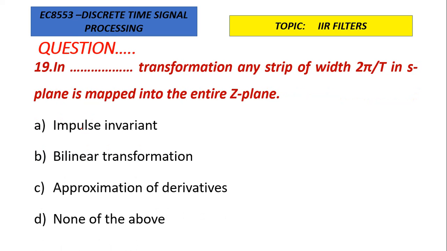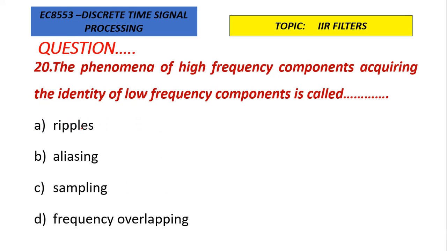Next, in dash transformation, any strip of width 2 by T in S plane is mapped into the entire Z plane. So what is the transformation? That transformation is nothing but impulse invariant transformation. The phenomenon of high frequency components acquiring the identity of low frequency components is called ripples, aliasing, sampling, or frequency overlapping. So the high frequency component is overlapping with the low frequency component. That is called aliasing error.